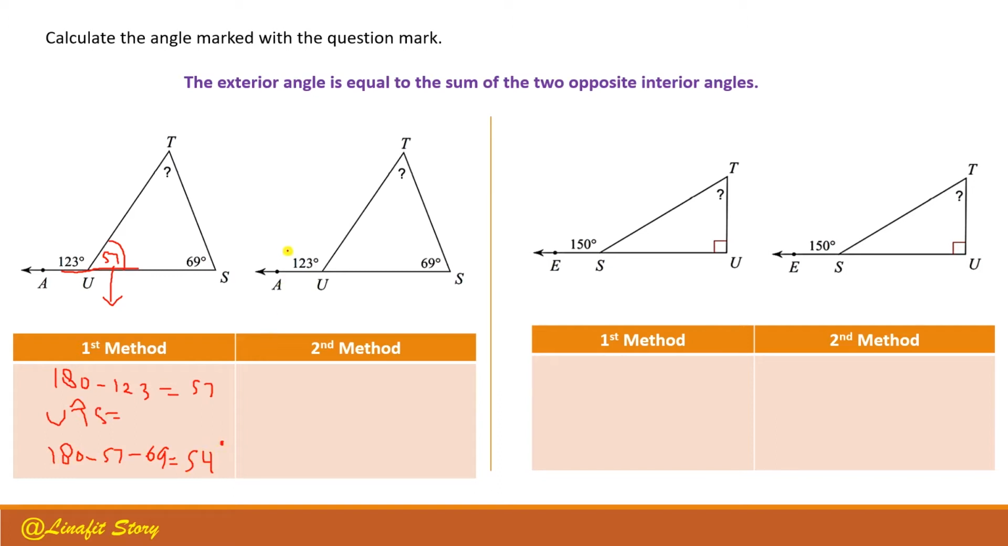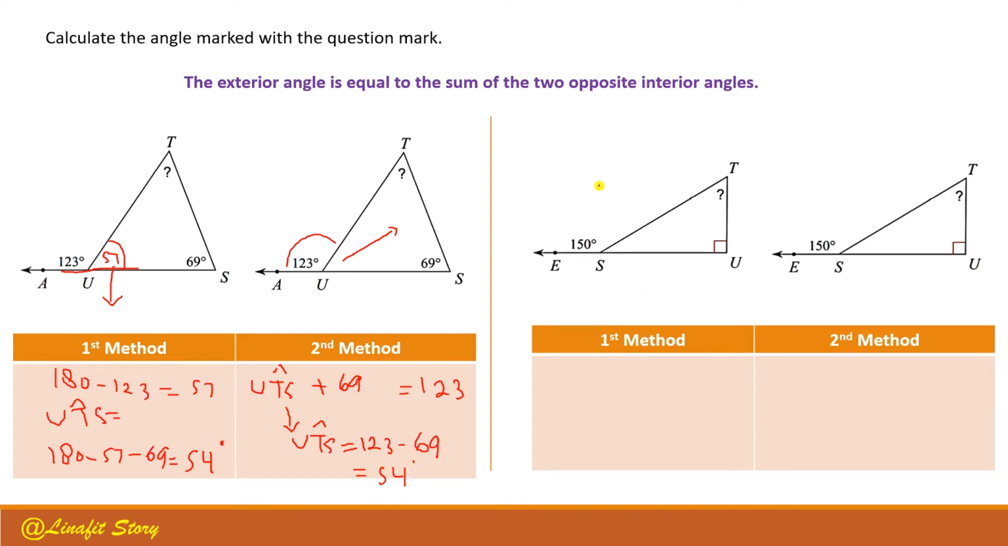And the second method: the exterior angle, 123 degrees, is equal to the sum of the two opposite interior angles, which is UTS plus 69 degrees. So UTS is equal to 123 minus 69, which is equal to 54 degrees.